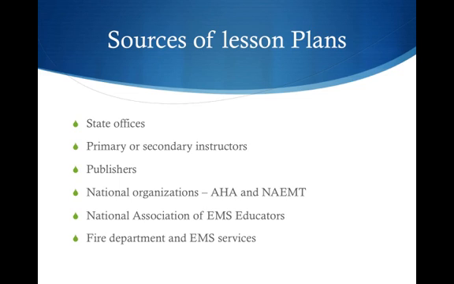Sources of lesson plans. We can find all kinds of sources for various types of lesson plans. An example of this would be, in the state of Oklahoma, state offices. The Oklahoma State Department of Health would have lesson plans. Primary or secondary instructors may have made specialized lesson plans for their favorite courses that they teach. Publishers also have lesson plans available. National organizations, the American Heart Association and NAEMT, would also have lesson plans over their various rainbow courses, if you will. Things like ACLS, BLS, PALS, PHTLS, and so on. The National Association of EMS Educators, or NAEMSE, would also have lesson plans. And then fire departments and EMS services in general would have lesson plans. So all of these are various sources of lesson plans that can be found.